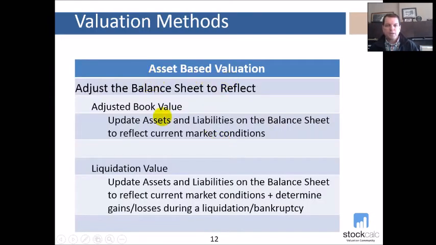On an asset-based valuation, there's two that we look at. An adjusted book value, where we update the assets and liabilities on the balance sheet to reflect the market conditions. Or a liquidation value, where we do that same adjustment and we determine the gains and losses during a liquidation or a bankruptcy.